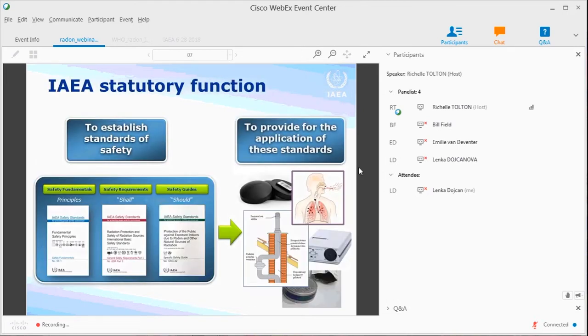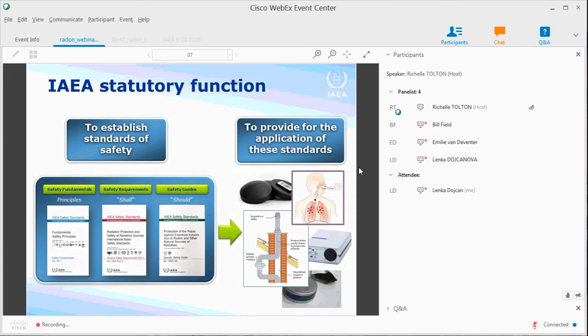There are several documents, and I wanted to take a moment to point out the three. We have the safety fundamentals, which are the principles that guide and lay out the information. Then we have the safety requirements, which fall in the safety standards. The one that relates to radon is the general safety requirements, part 3.